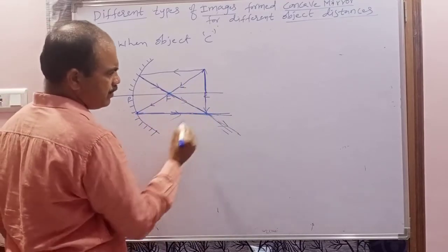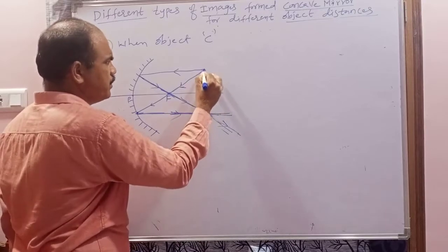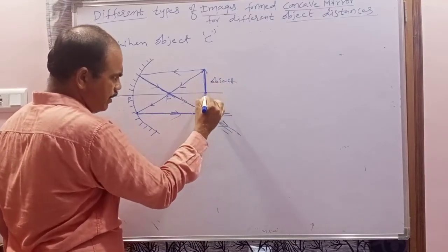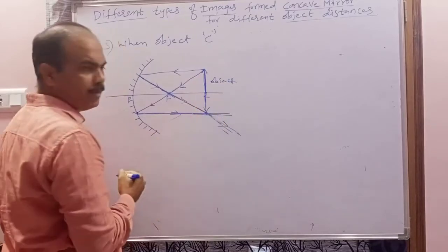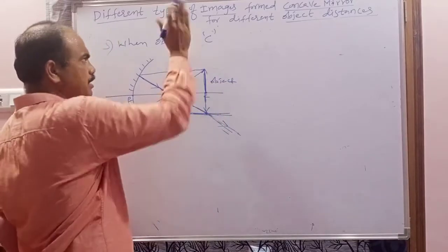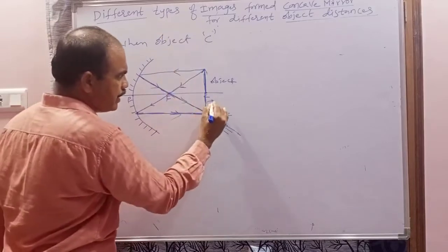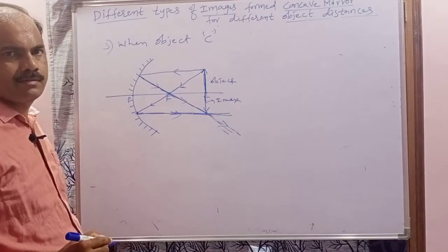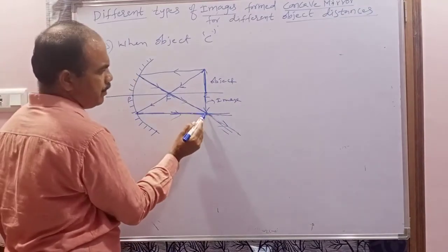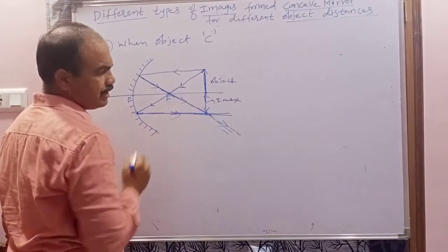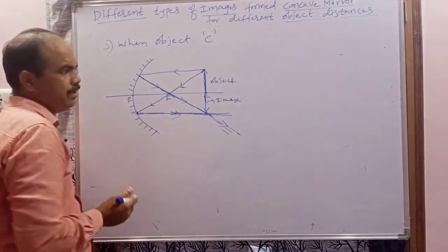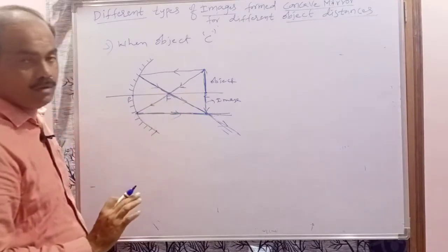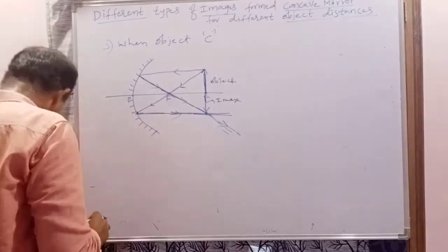Now where is the image formed? Where is the object position? This is the object, and in the same position the image is formed. The object is above the principal axis and the image will be below the principal axis. This image is formed because the reflected rays really meet. So we have to give the information: where the object is, where the image is formed, and what the characteristics of the image are.